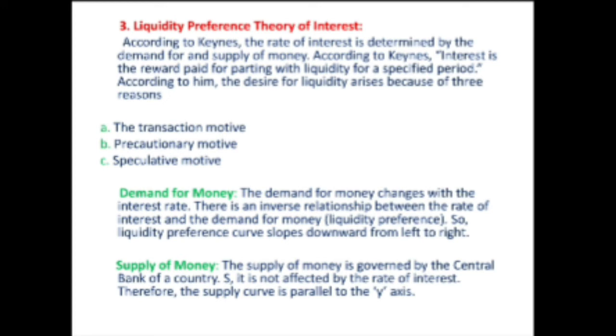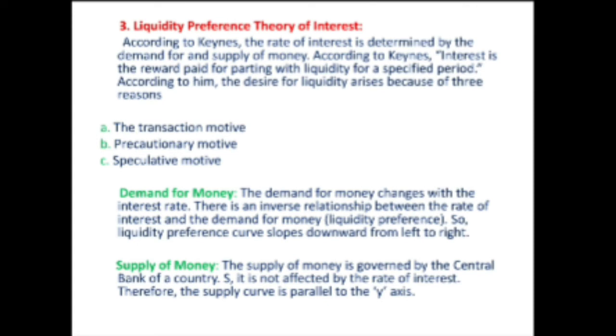The concept of demand for money. The demand for money changes with the interest rate. There is an inverse relationship between the rate of interest and the demand for money, which is liquidity preference. So what basically is the idea given by Keynes is that the demand for money is nothing but the liquidity preference. How much of that money does the person want to keep with himself? So the liquidity preference curve slopes downward from left to right.